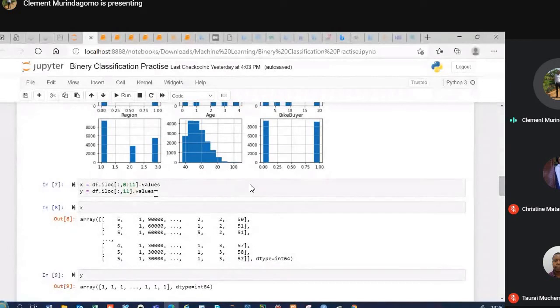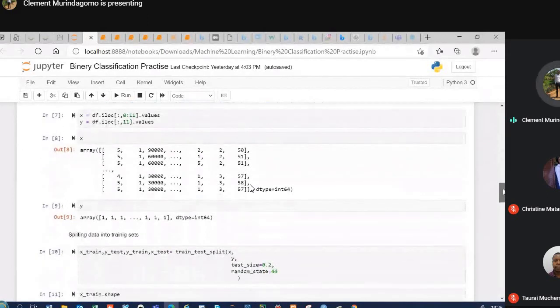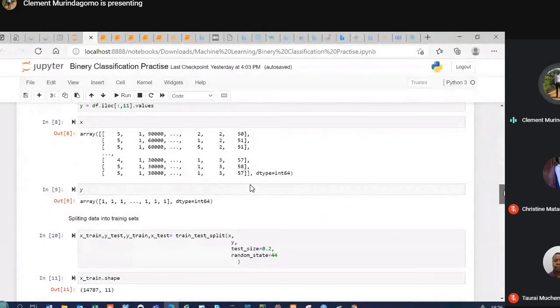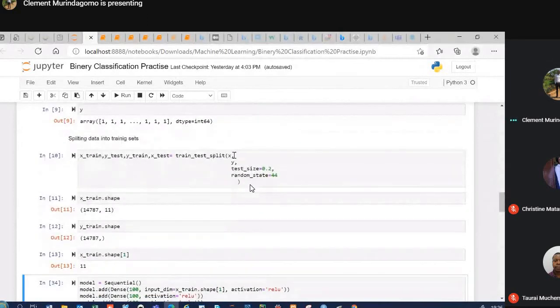Then on line 7, I was determining my X and Y values using the iloc function. From line 10, that's where I was splitting my data, X and Y, whereby the test size was 20% and the train was 80%. Then for the random state, I selected 44.